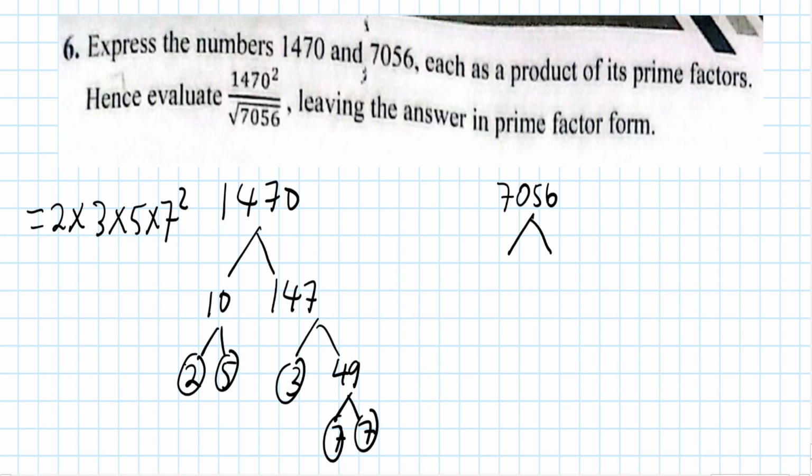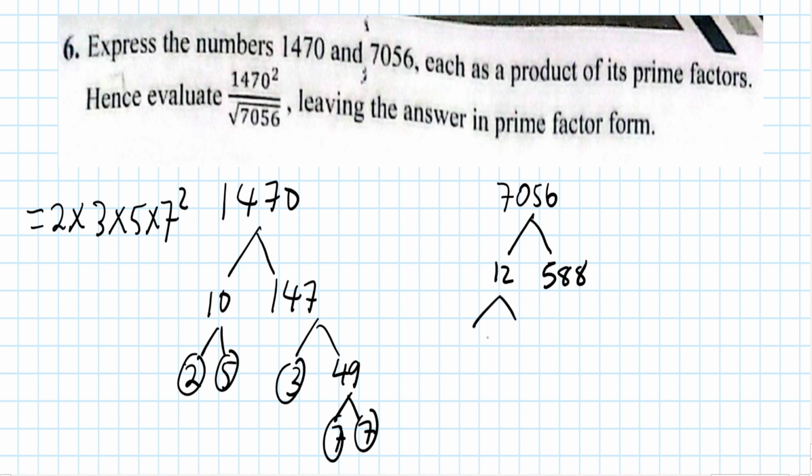7056, I want to use the long one. 7056 divided by 12. Let's use 12 divided by 12. So 12, and this one is 588. So 588 times 12 gives you 7056.